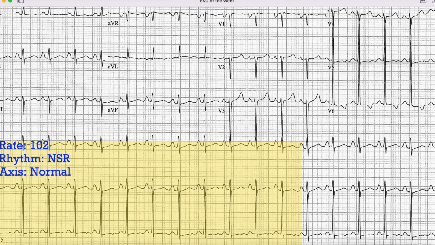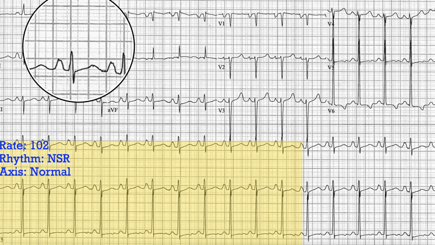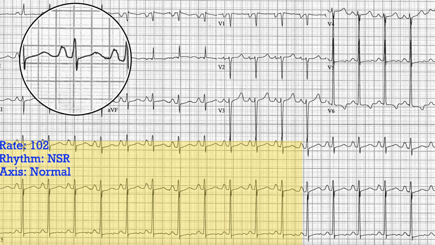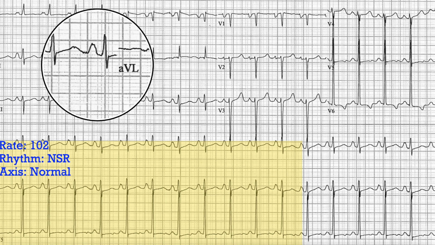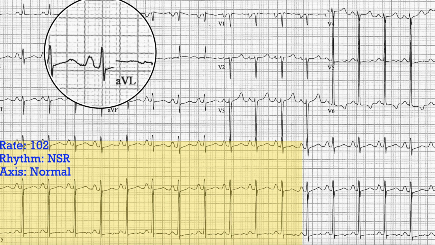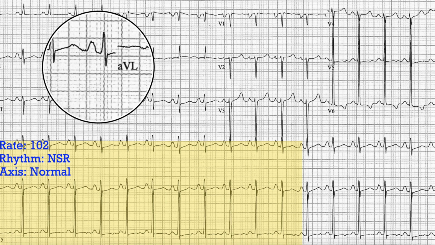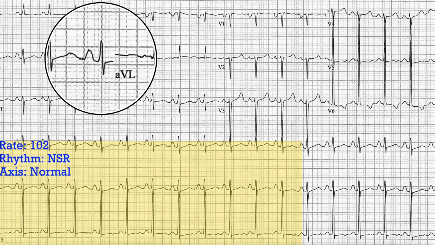Rate, rhythm, axis, intervals and blocks, those come in here. So let's look at each interval, and we'll get a little tighter on it. This is a good spot to look at our individual intervals. The PR segment is supposed to be smaller than one big box, and it looks like it is on that tracing. So our PR interval is okay. If you look at our QRS complex, it is supposed to be under 3 little boxes, which is a little tough to tell on that one.